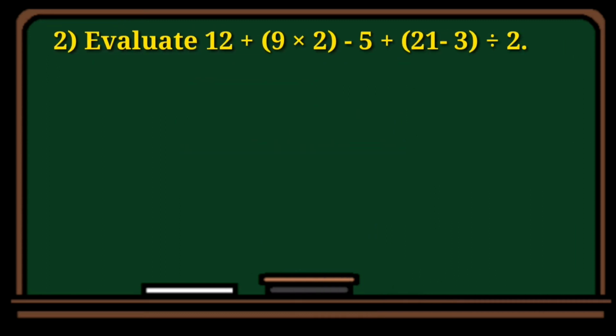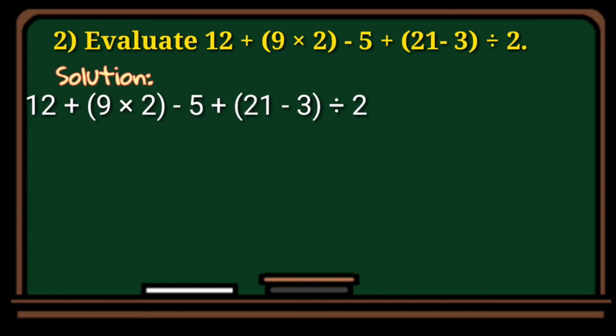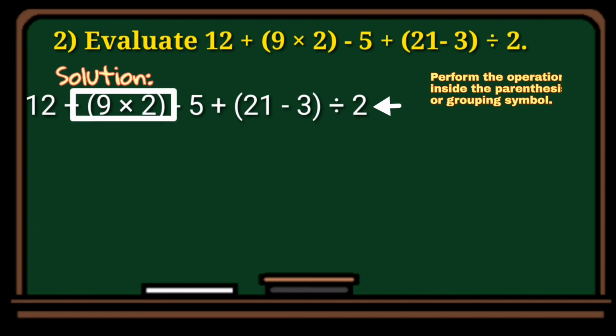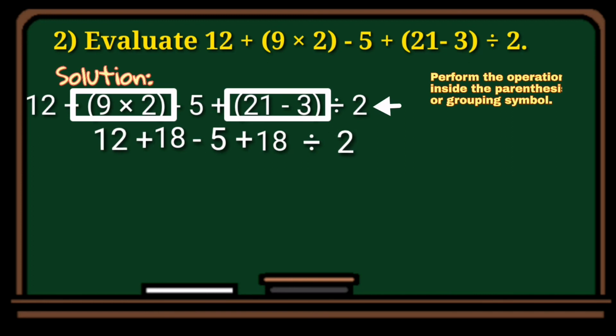Our next example is evaluate 12 plus open parenthesis 9 times 2 close parenthesis minus 5 plus open parenthesis 21 minus 3 close parenthesis divided by 2. Again, in answering this problem, we will apply the rule of PMDAS. Okay, so since we have parentheses, we will do the first rule, which is do the operation inside the parentheses. So 9 times 2 equals 18, and then 21 minus 3 equals 18. And bring down the rest of the numbers in the expression.